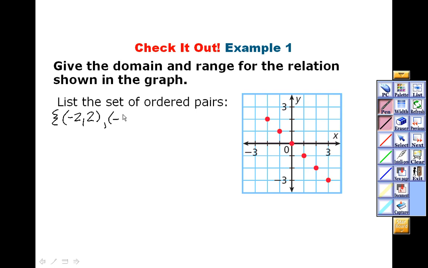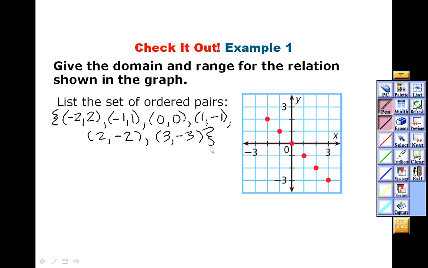(-1, 1), (0, 0), (1, -1), (2, -2), and finally (3, -3). And these little braces here, these curly looking lines, that's just to say that this is a set. So there's a set, and on the inside is all of our ordered pairs.